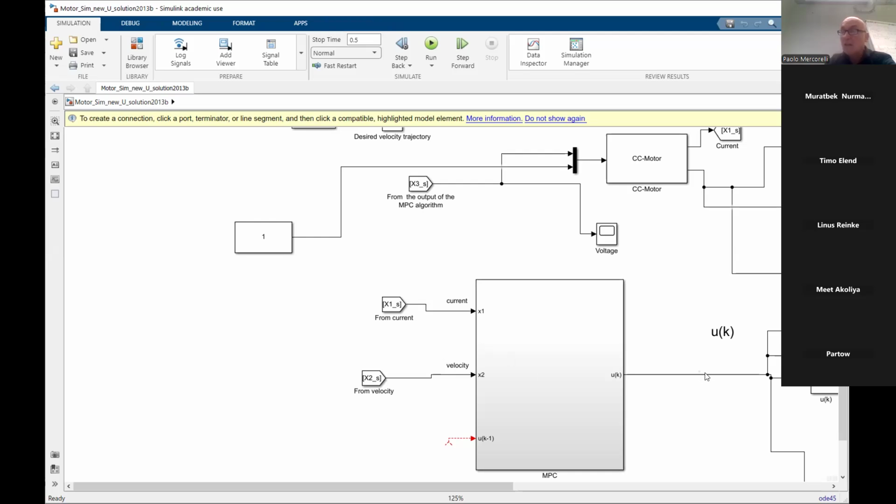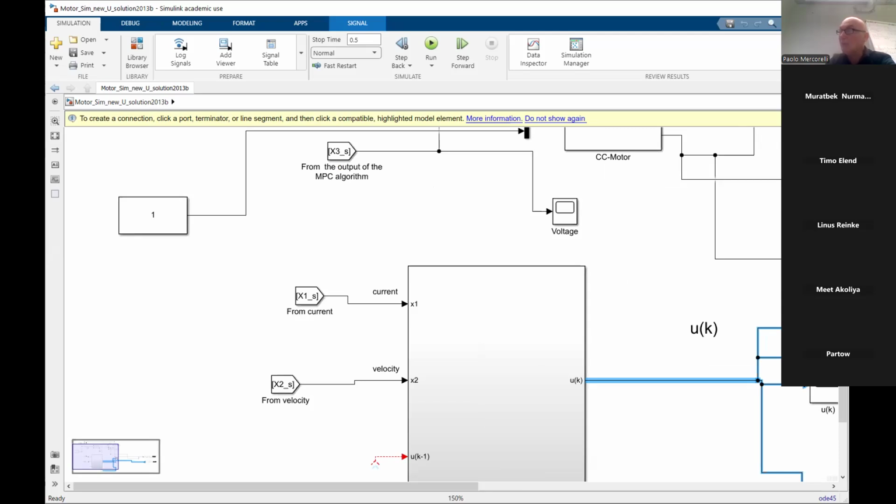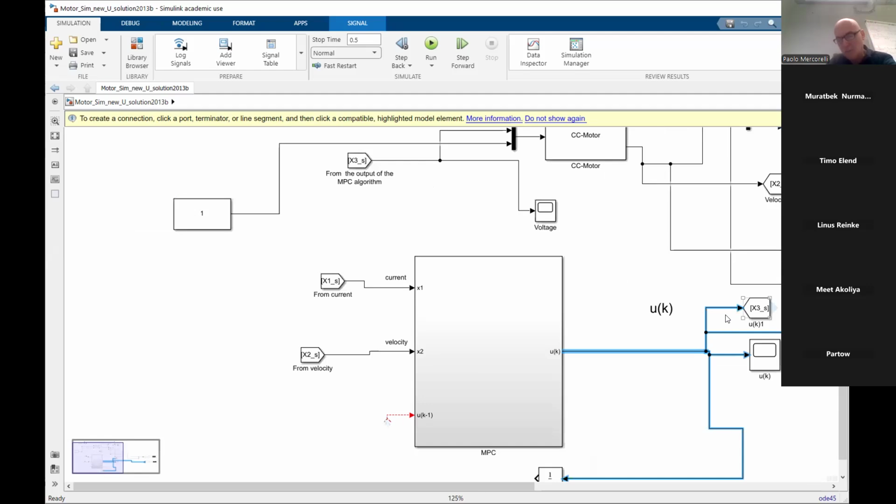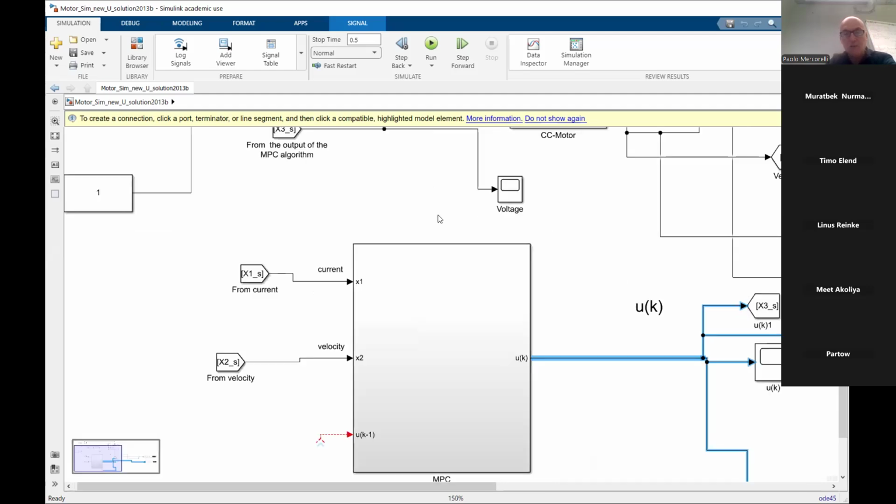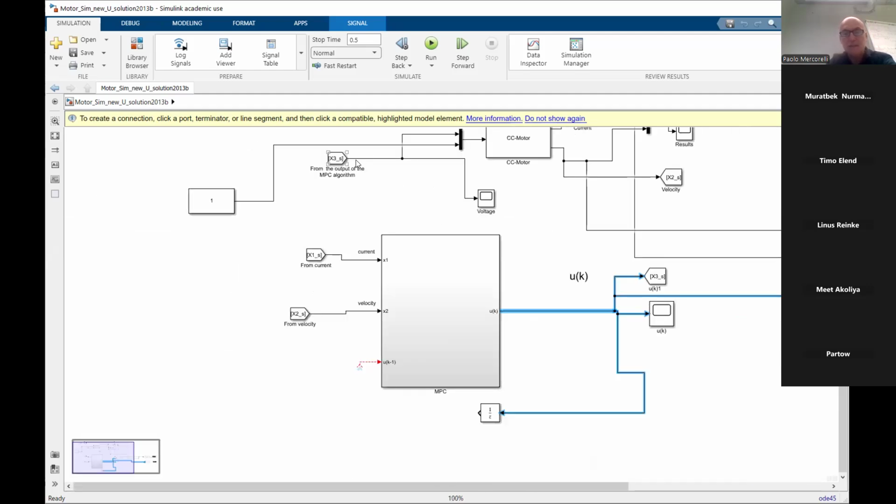We calculate UK, and this UK we can see here with this go to block, which goes as an input to the system. The first component of the B matrix is the input, and the second component is the disturbance. At this moment, I can cancel the disturbance. Let me go here inside.